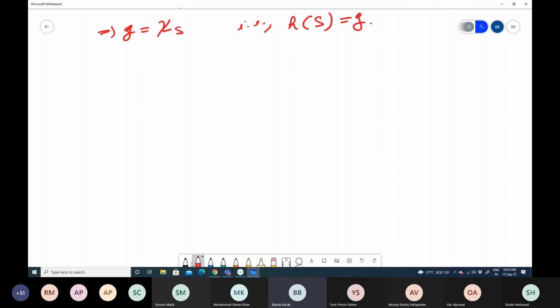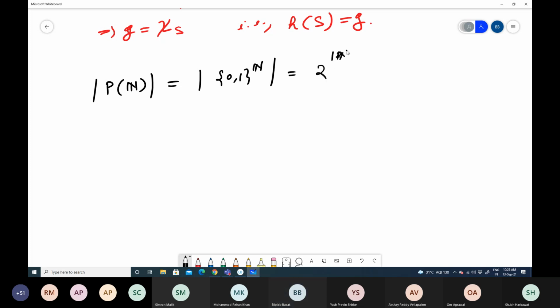So that means we proved that the cardinality of the power set of n is equal to the cardinality of that one, which is actually expressed as 2 to the power n. So that is just an expression. Okay.